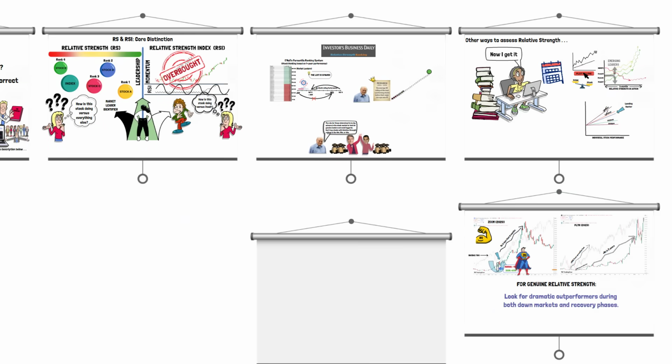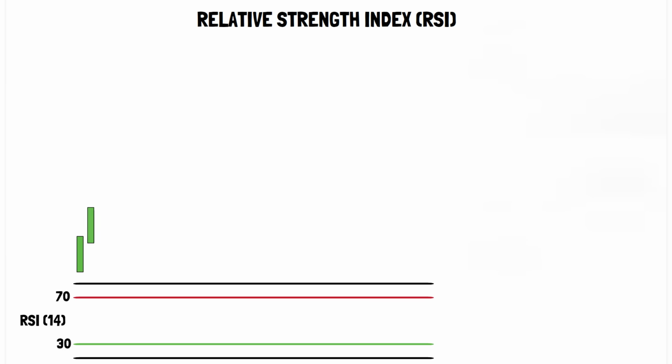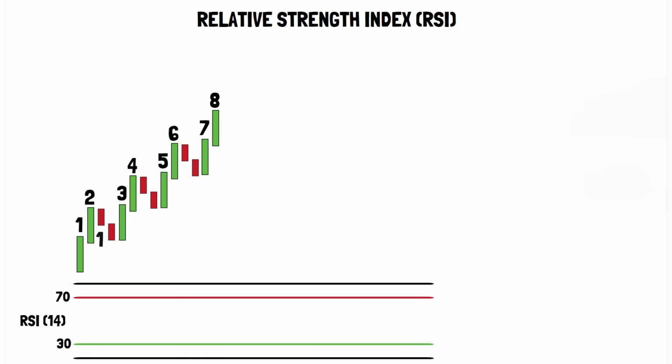Now, let's address the Relative Strength Index, or RSI, and its proper application. RSI is an oscillating indicator that compares a stock's strength on up days versus its weakness in down days over a look-back period. When there are more and bigger up days than down days in the period, the reading moves towards the upper band, approaching overbought levels of over 70.